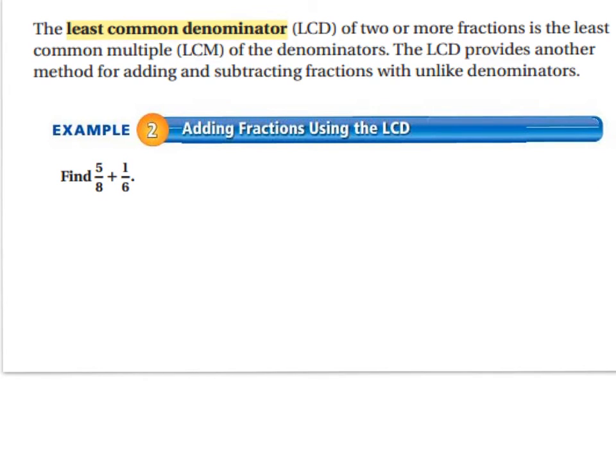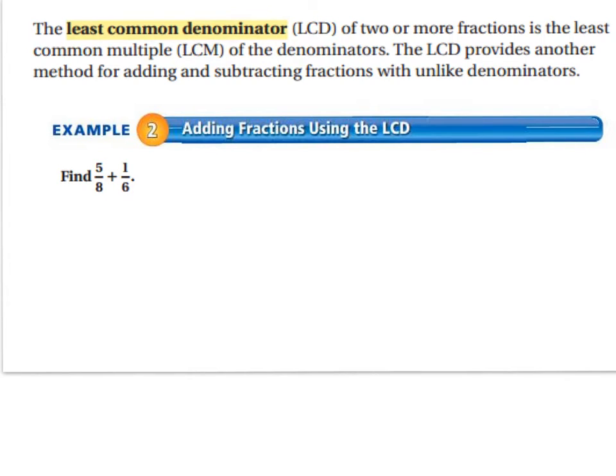The least common denominator of two or more fractions is the least common multiple of the denominators. The least common denominator is another method for adding and subtracting fractions that have unlike denominators. So in example 2, we have the same problem, find 5/8 plus 1/6. And this time we're asked to use the least common denominator to find that, which from the above description tells us that we need the least common multiple of the denominators.